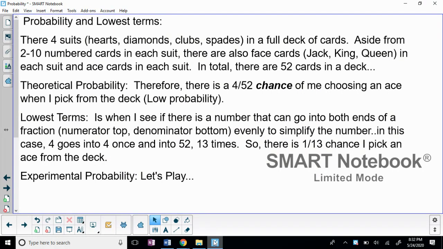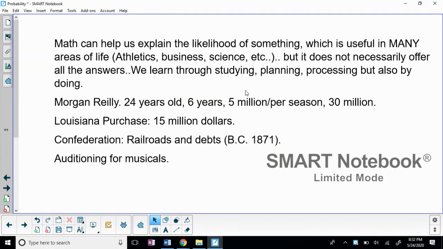So just to further clarify this point about probability, I was trying to think of a few real-world examples here. All right, and this is what I came up with. And I think this is the importance of learning about probability. Probability can be useful in many areas of life: athletics, business, science, etc. And we'll talk about those specific examples as we go on. But it doesn't necessarily offer all the answers. We do learn through studying, planning, processing, just like we did with lowest terms in that experiment. But we also learn by doing. So let me give you an example, just some random examples that came to mind. So my favorite team, the Toronto Maple Leafs.